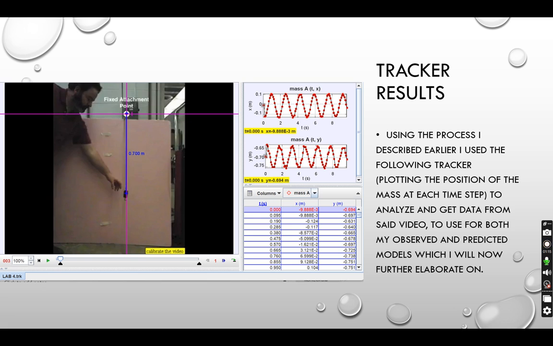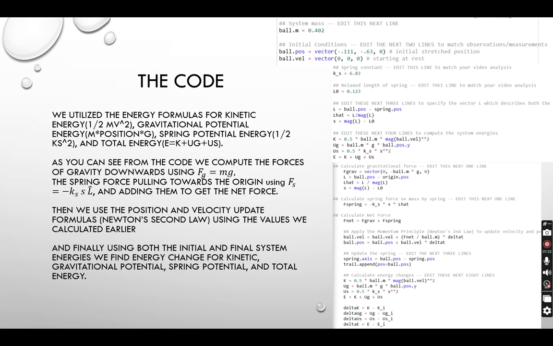The tracker results that I got using the process I described earlier: I tracked it using what is shown here, plotting the position of the mass at each time step to analyze and get data from the video to use for my observed and predicted models, which I will now show, or elaborate on, sorry.